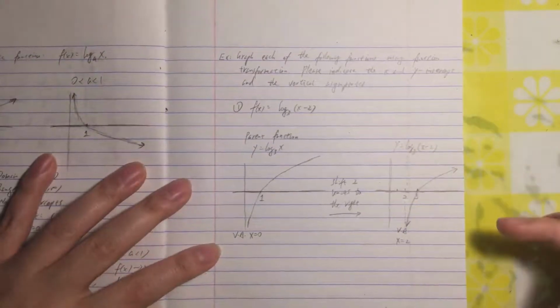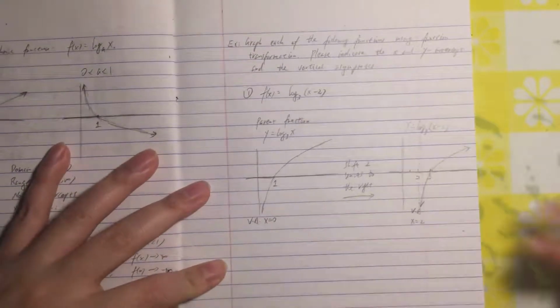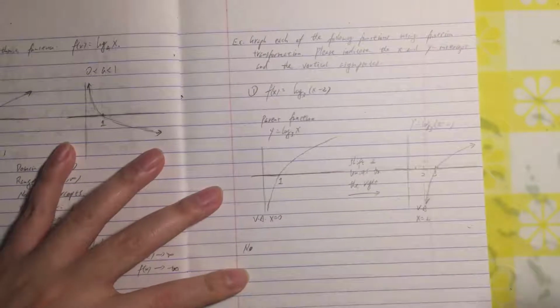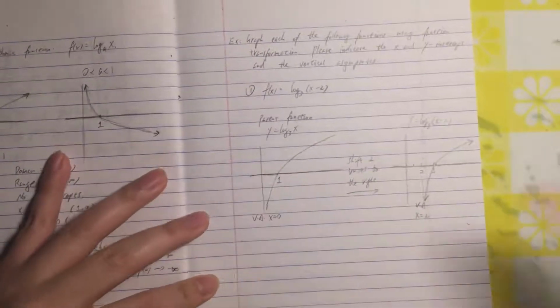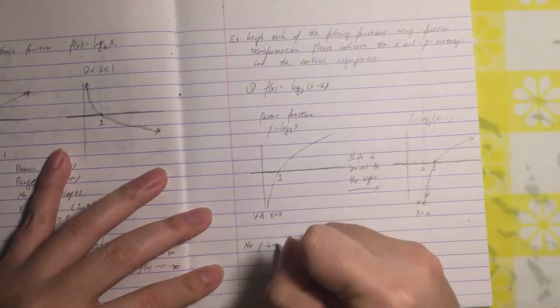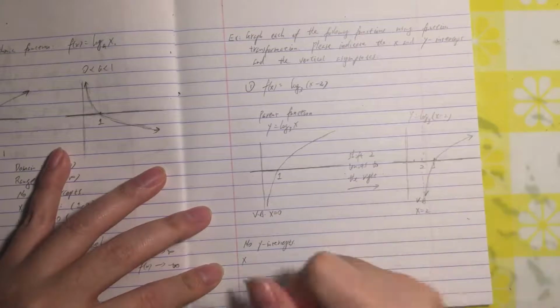In this graph, we can see that there are no y-intercepts. The x-intercept is 3. So there are no y-intercepts, and the x-intercept is the point (3, 0).